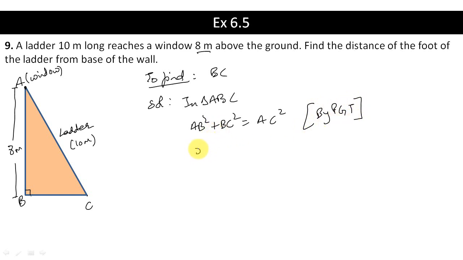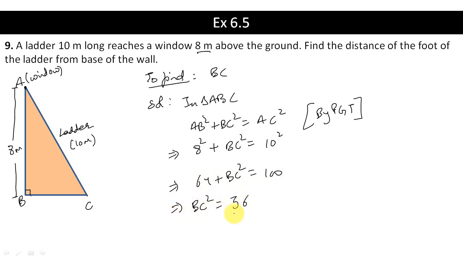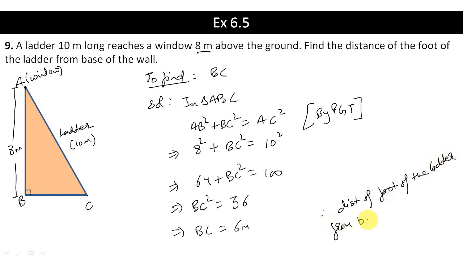AB square, AB is 8, 8 square, plus BC square is equal to AC, AC is 10 square. So 8 square is 64 plus BC square is equal to 100. So this implies BC square will be equal to 36. So value of BC will be 6 meter. Therefore, distance of foot of the ladder from base of the wall is equal to 6 meter.